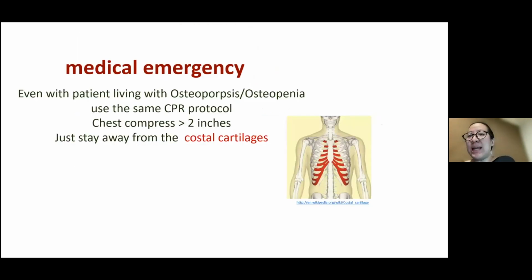And if the patient has a medical emergency, even though they have osteoporosis or osteopenia, make sure that you use the same CPR protocol, because if you don't press deep enough, you won't reach the aorta, so you cannot help the patient. But be careful with the red area, which is the costal cartilage that is usually calcified. So you can break that red area. But if you place your hand according to the CPR protocol, just use the regular protocol, even though the patient has osteoporosis.